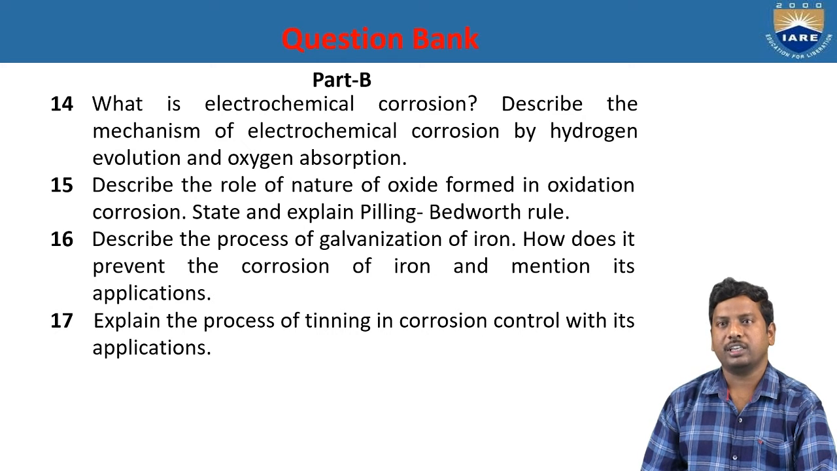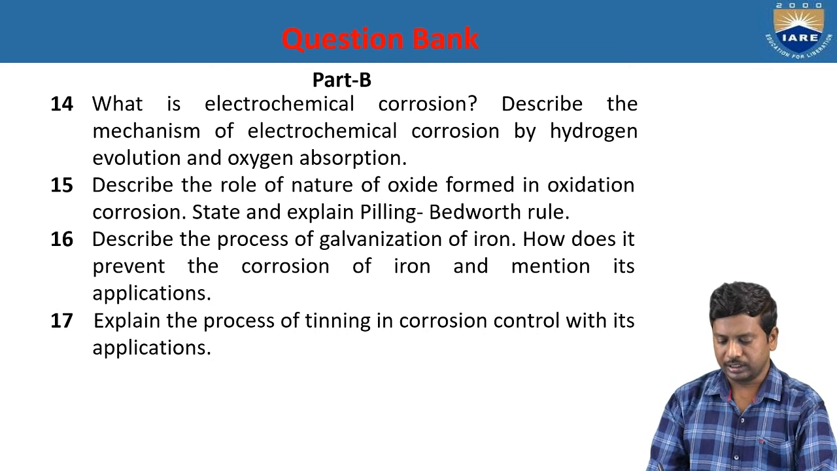So that means, describe the role of the nature of the oxide formed in oxidation corrosion. State and explain the Pilling-Bedworth rule. So in the case of the Pilling-Bedworth rule, we observe that an oxide film will form on the surface of a metal. So there are mainly two cases. Case 1.